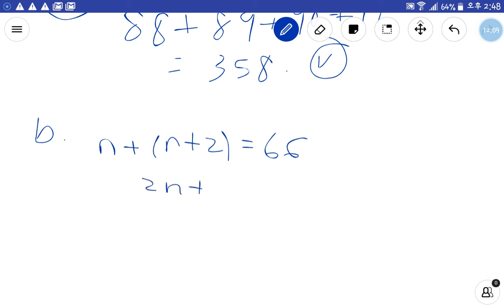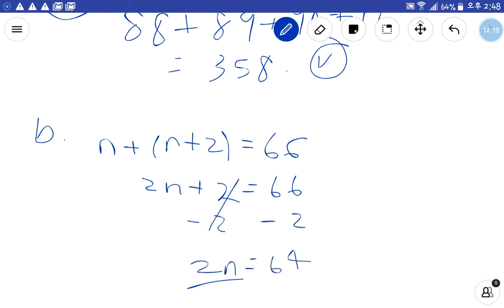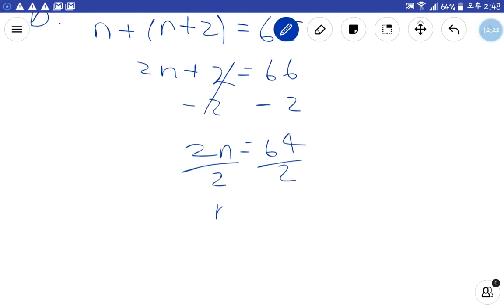2n plus 2 equals 66. Minus 2 each side. 2n would be 64. Now what do we do? Divide by 2. My n would be 32.